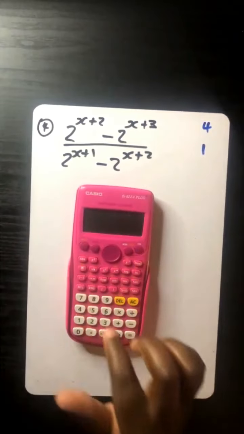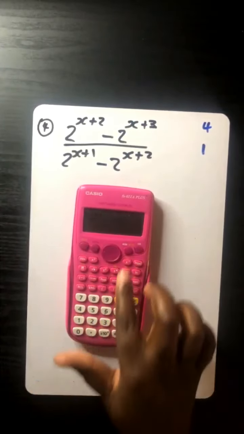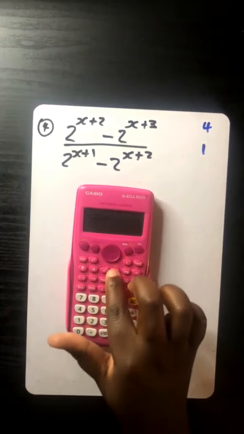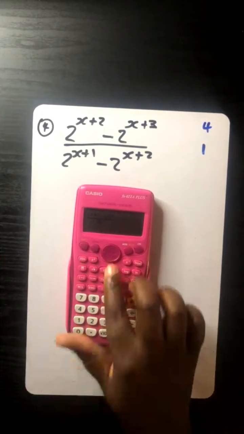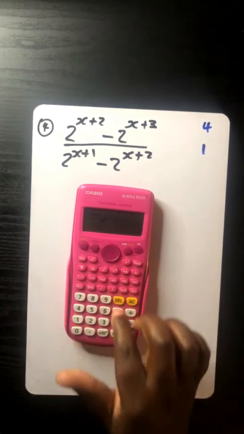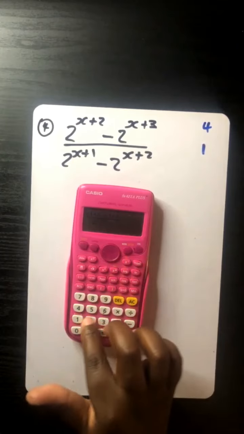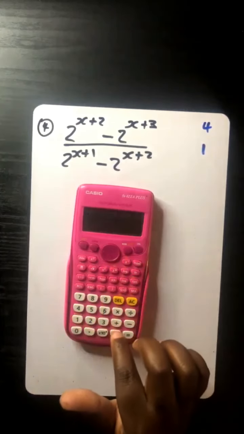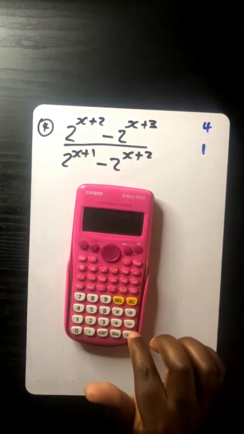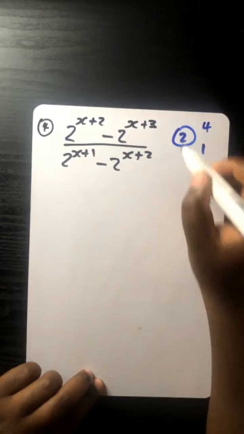So let's see, we've got 2 to the exponent 1 plus 2. Then at the bottom, you have minus 2 to the exponent 1 plus 3. At the bottom, you've got 2 to the exponent 1 plus 1. At the bottom is 2 to the exponent 1 plus 2, which is equals to 2. So, guys, I'm not sure what answer are you guys getting?